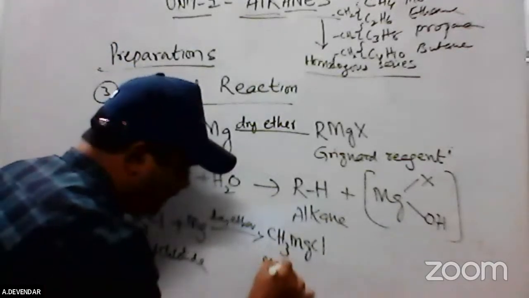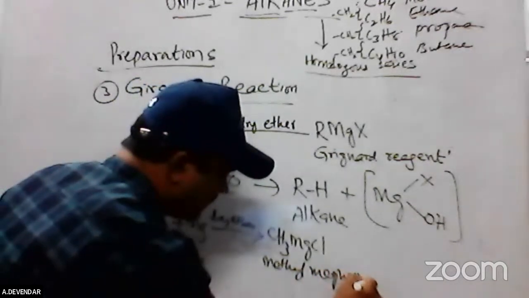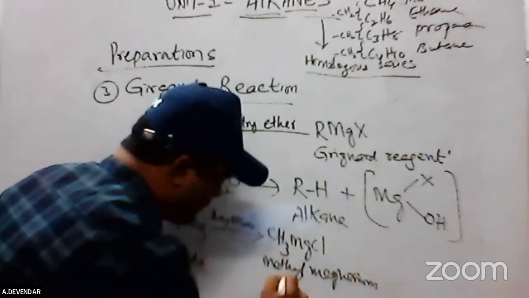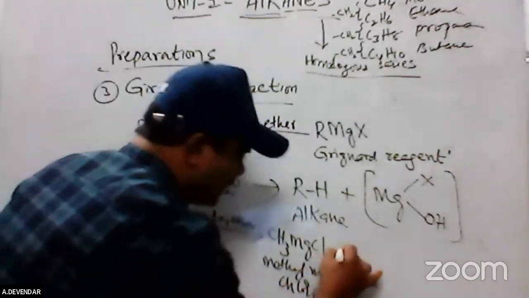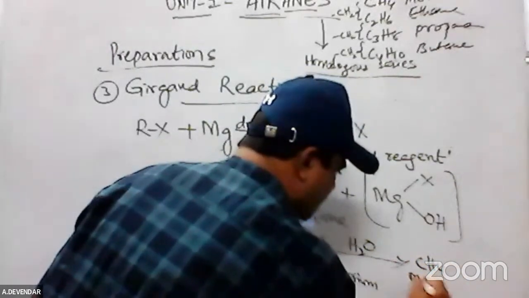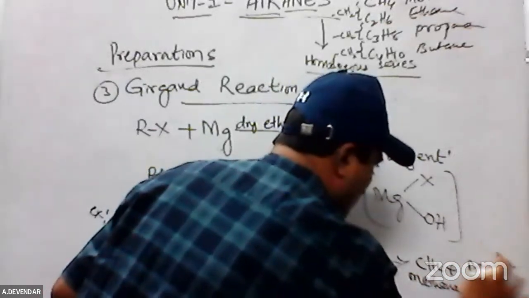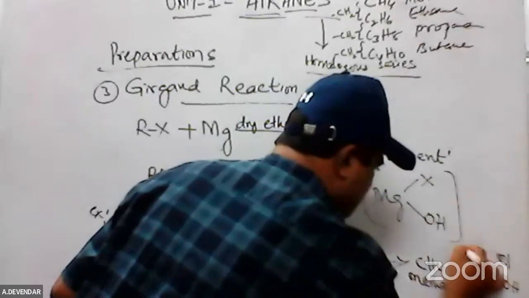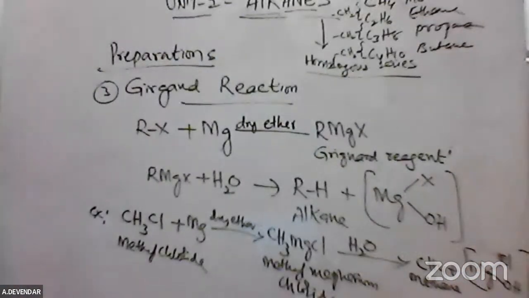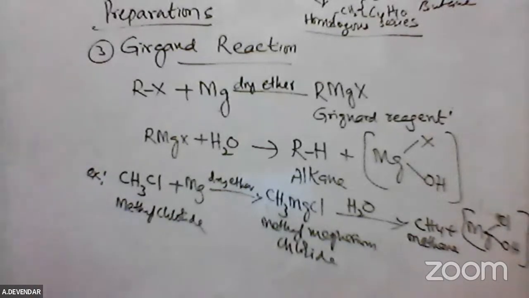This is methyl magnesium chloride. On hydrolysis, I am writing only one step, you get methane and magnesium hydroxychloride. Magnesium hydroxychloride is the byproduct, but the major compound is methane only. This is a simple example we can write for the Grignard reaction.